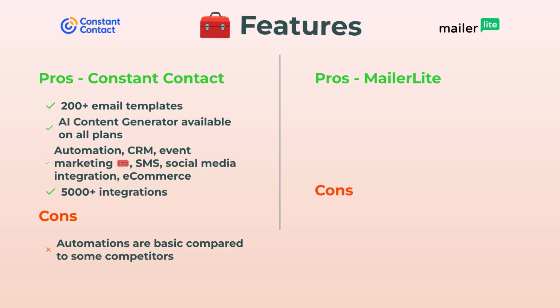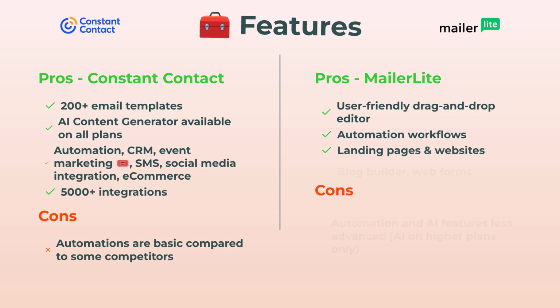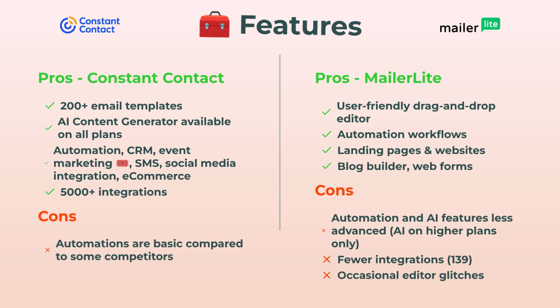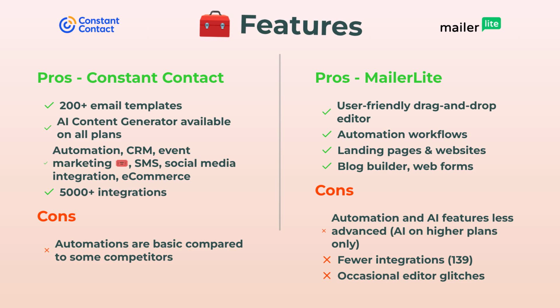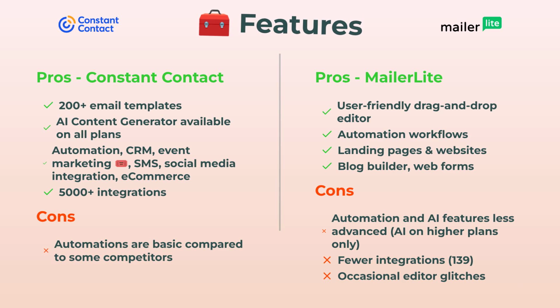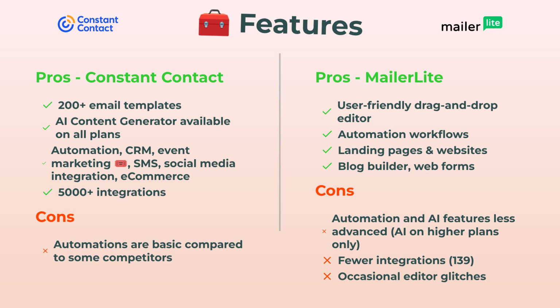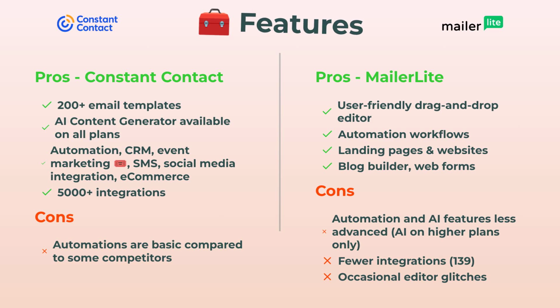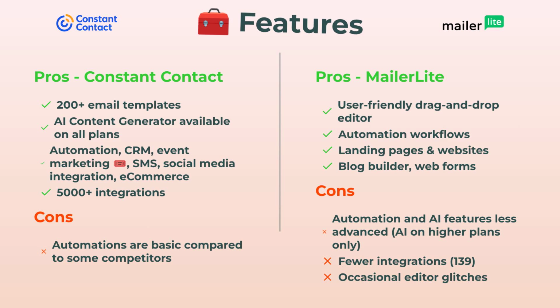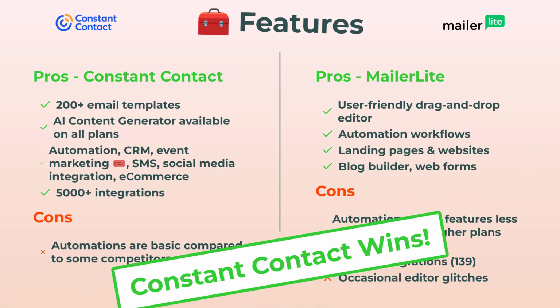Now, with MailerLite, the interface is super friendly. The drag-and-drop editor is honestly one of the easiest to use. And you get automation workflows, landing pages, websites, even a blog builder. But compared to Constant Contact, the automation and AI features are less advanced and only show up on the higher plans. And yeah, there's just 139 integrations versus Constant Contact's army. So for sheer muscle and variety, Constant Contact takes the win here by a mile.